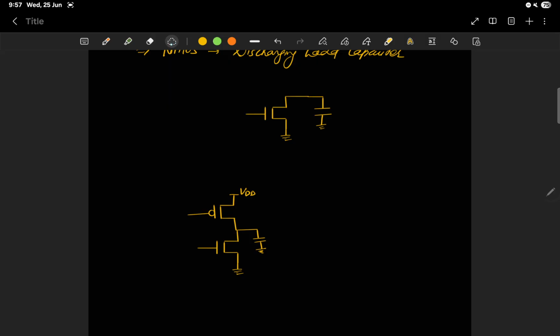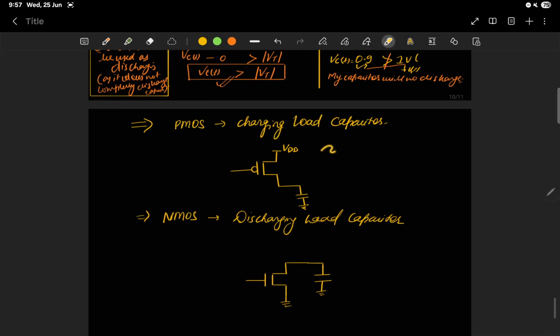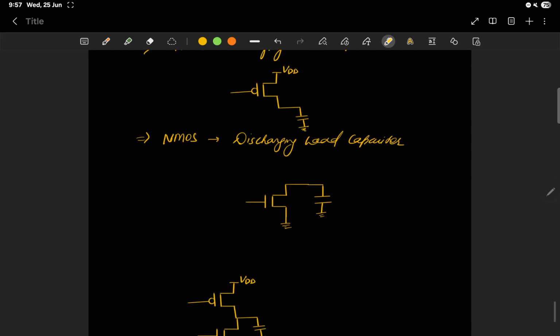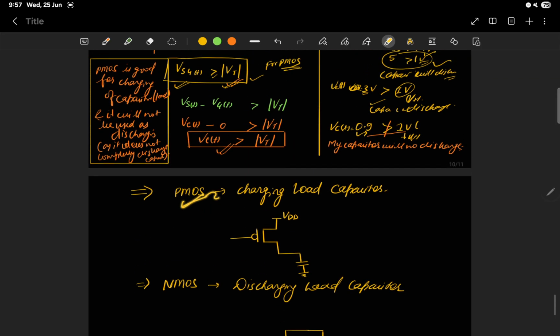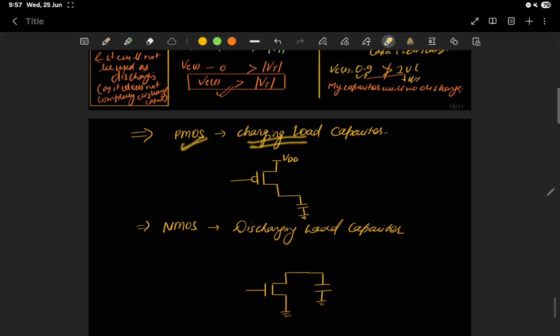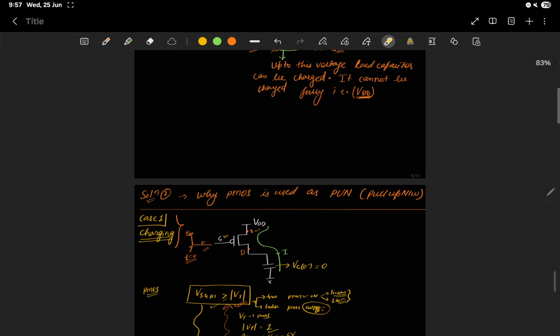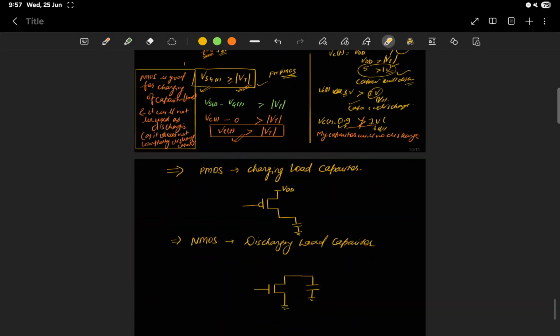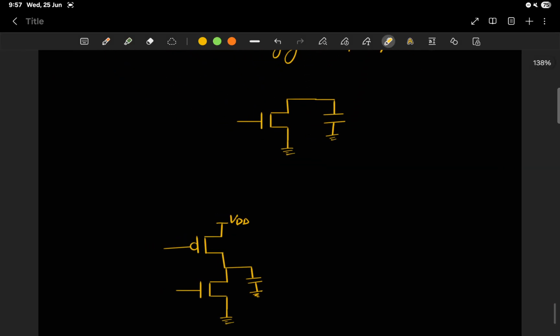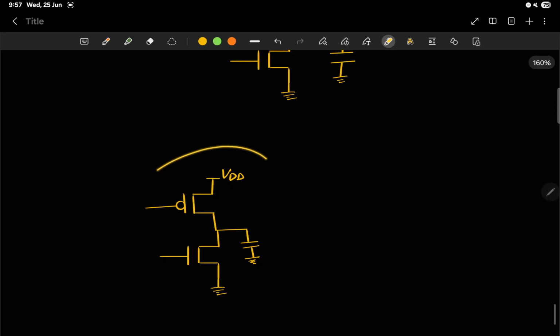So can you see this whole circuit? What I have done is take this circuit, which was the PMOS circuit used for charging the capacitor, and we already discussed why PMOS will be used only for charging the load capacitor, and why NMOS will be used only for discharging the load capacitor. We have done all this analysis, and then we reached a conclusion that in this manner they should be connected.